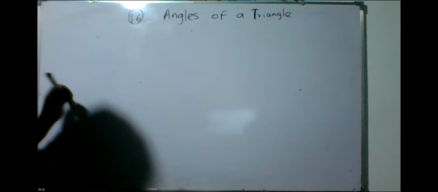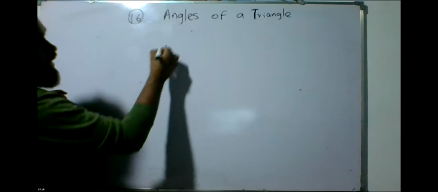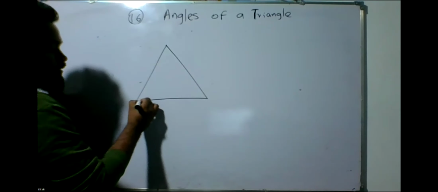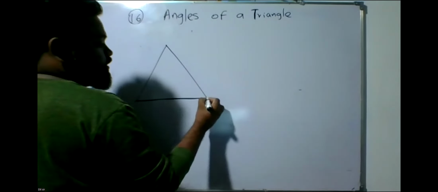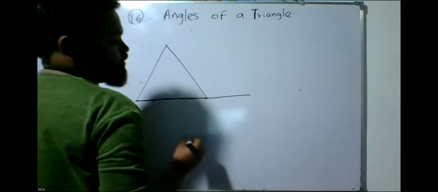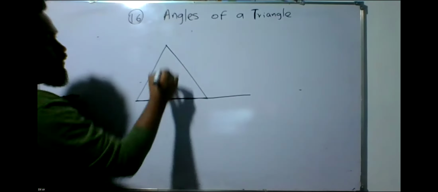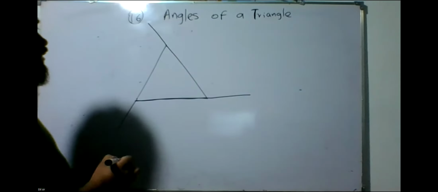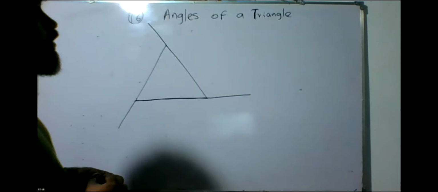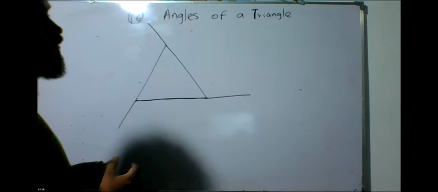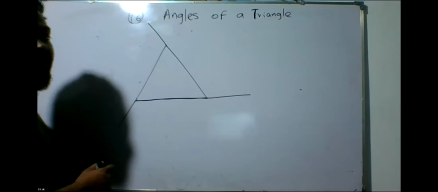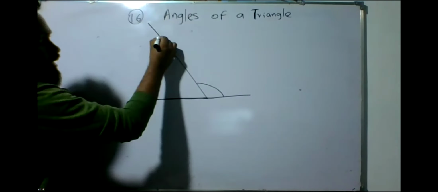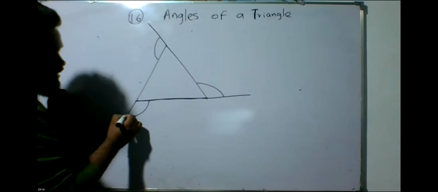Next one. Let's go to the exterior angles now. This is a triangle. This side has been produced, and this side, using a ruler. We can produce all three sides in a clockwise or anti-clockwise direction. Then we get three exterior angles. This is one exterior angle. This is another. This is the last.